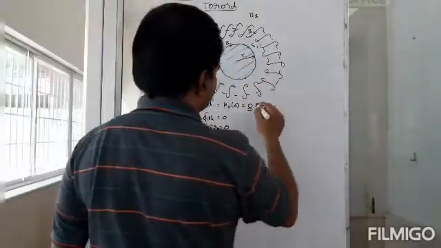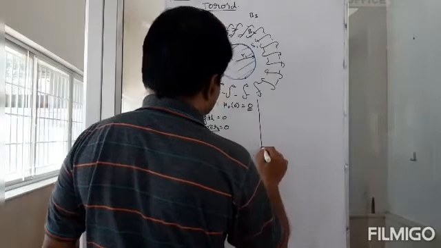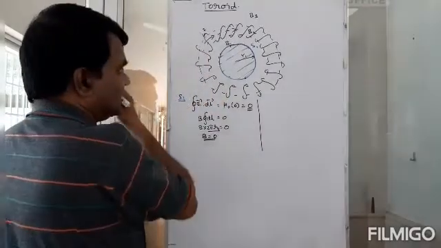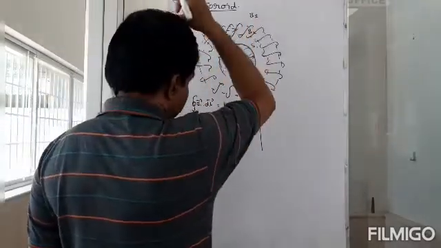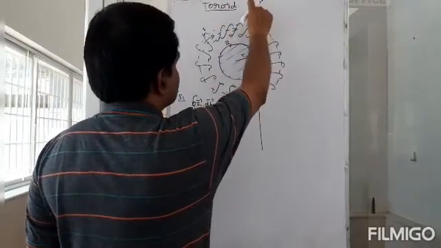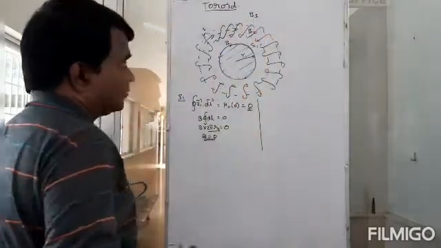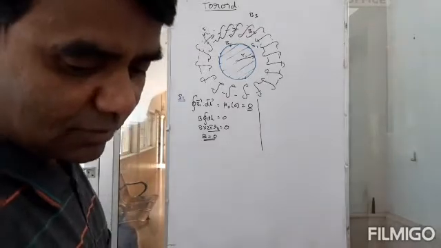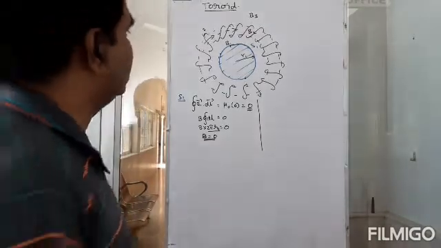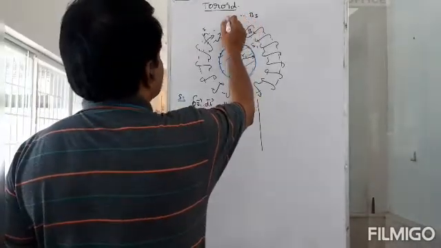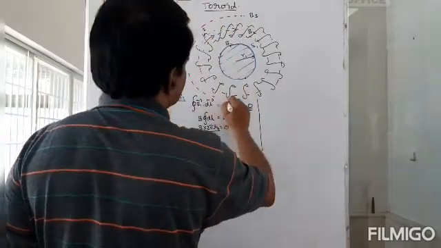Let me try to do this for this surface. I'll take that surface B3. I'll use a different color now. Let's say, let me take this circle.